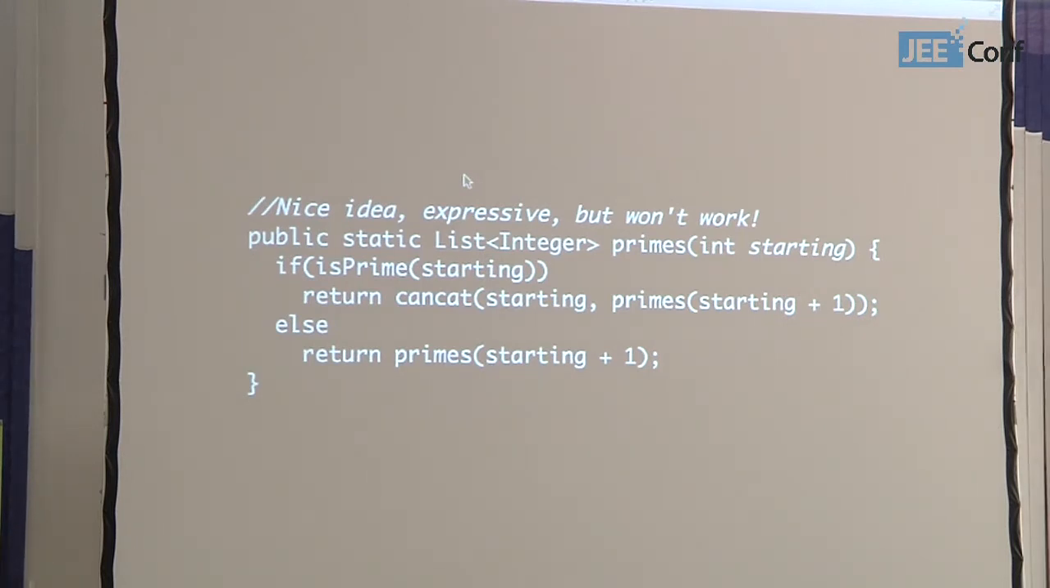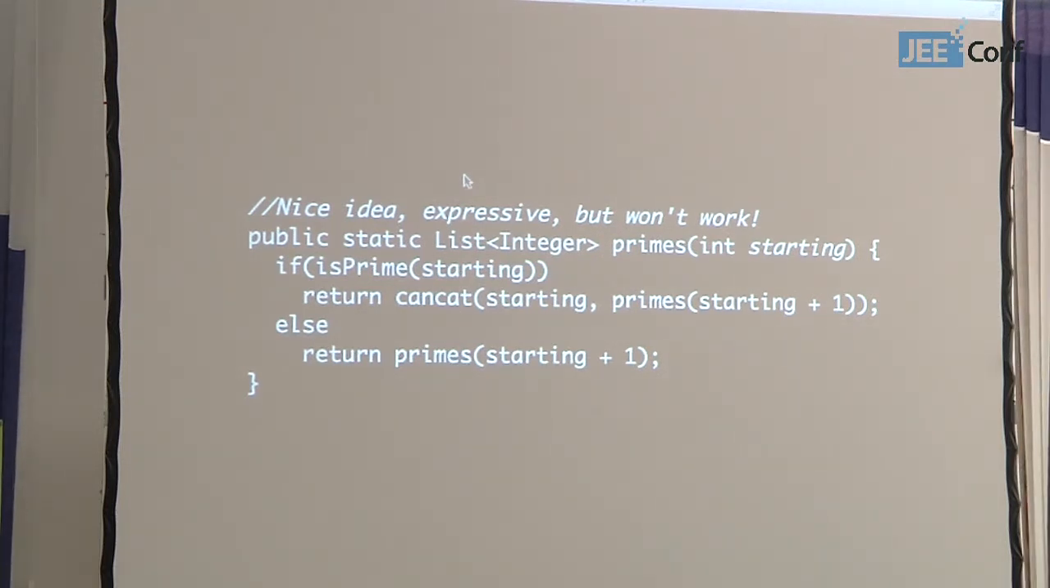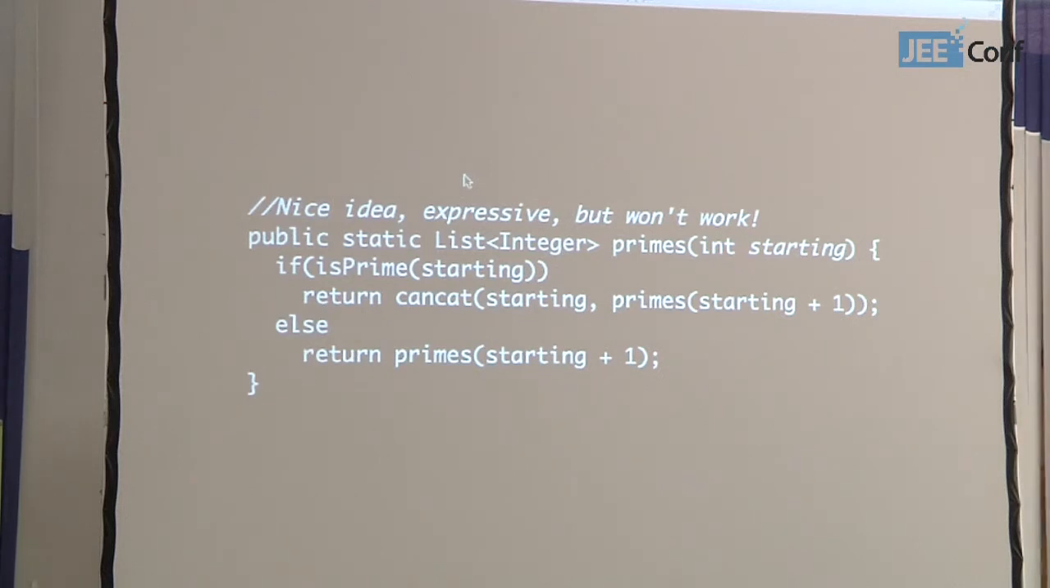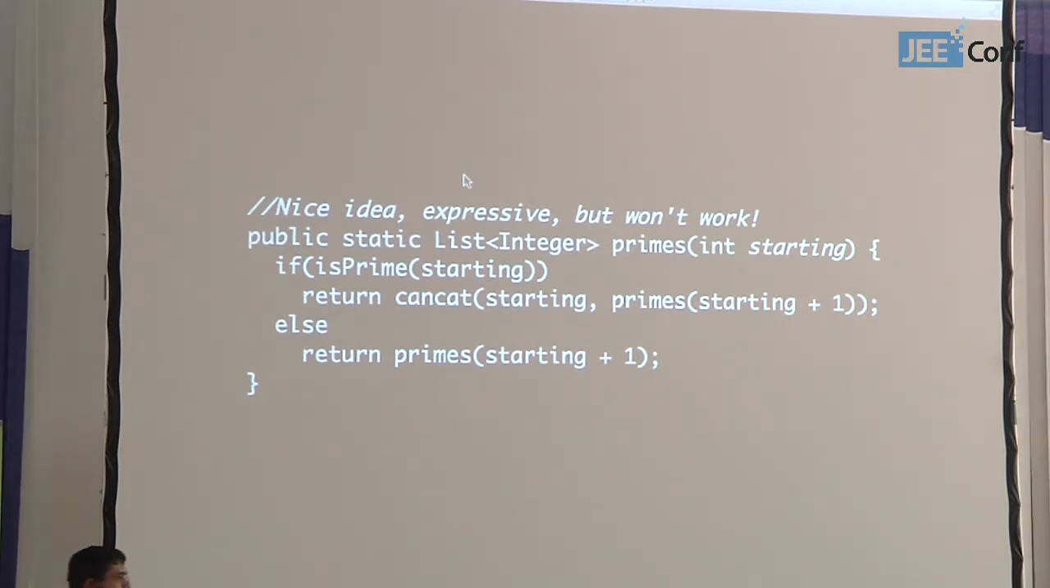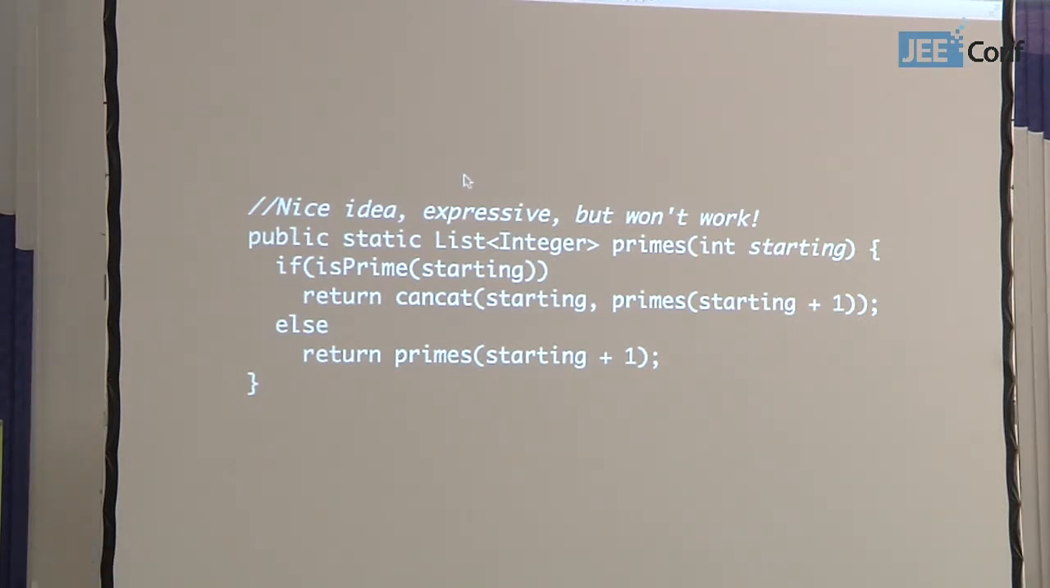Primes, given a starting point: if the number is a prime, then concatenate that number with all the primes that follow. Otherwise, just give me all the primes that follow. How cool is that code? It gives you all the prime numbers, and you're thinking, this speaker has gone mad. He's gone crazy, right? This will never work. Why not? Because you cannot create an infinite collection like this. You'll get a Stack Overflow before anything happens in Java. But what if infinite collections are available?